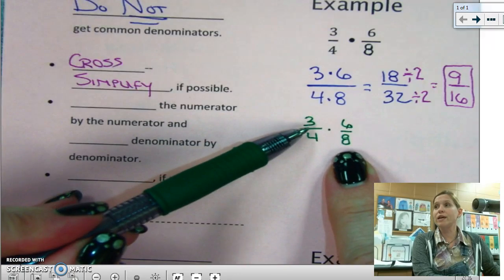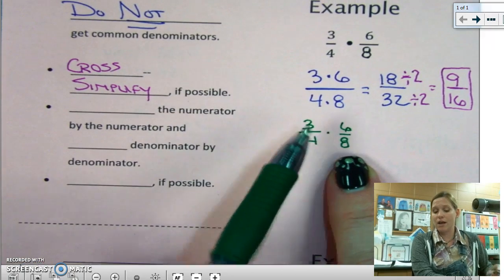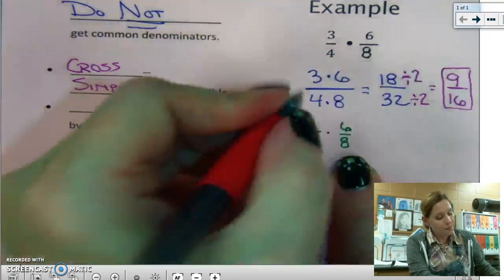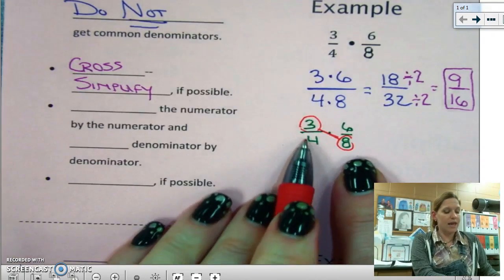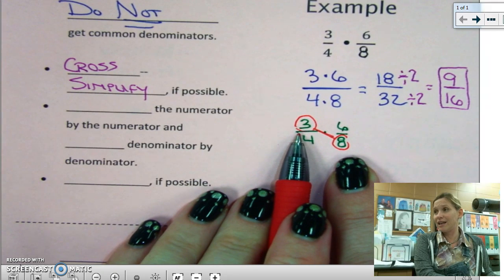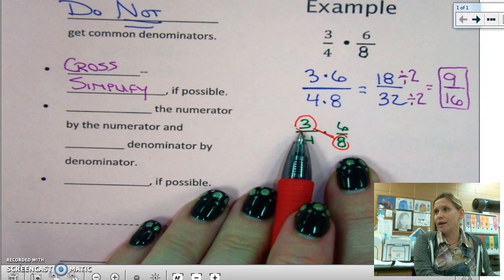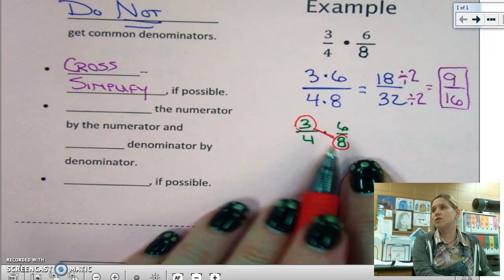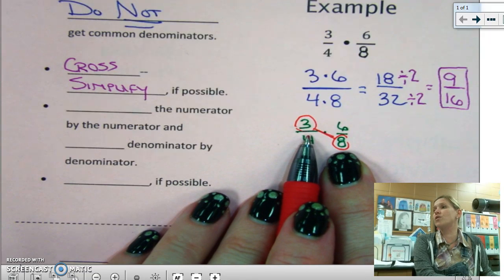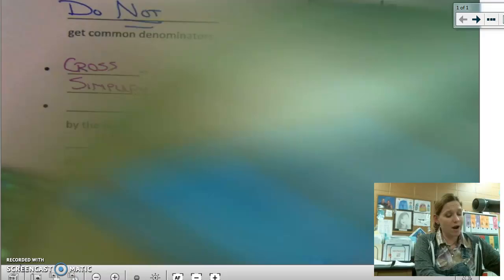So I'm looking at 3 and I look at 8, so I'm going to go across. I'm going to look at this 3 here, and the 8 here. Can I divide 3 and 8 by anything? 1 times 3 and 1 times 4 and 1 times 8 and 2 times 4. They have nothing in common, so there's nothing I can do to simplify the 3 and 8. So go the other direction.